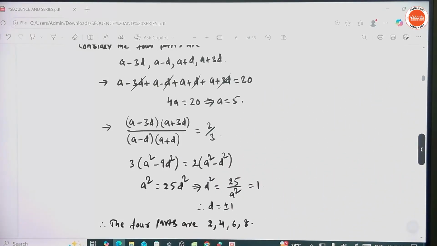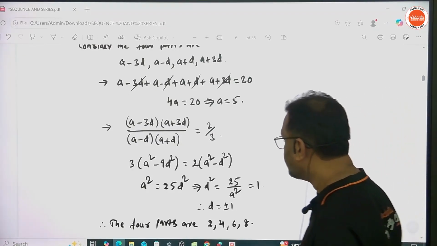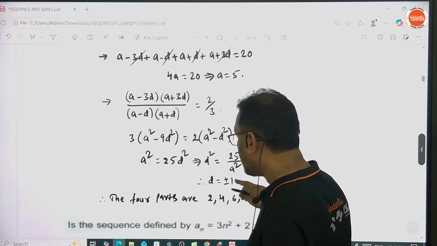Just substitute in the first consideration. The first number is a minus 3d, we consider. Second a minus d, next a plus d, and next a plus 3d. Just substitute in that, and you'll get the values of all the 4 parts of 20. Any doubt in this?